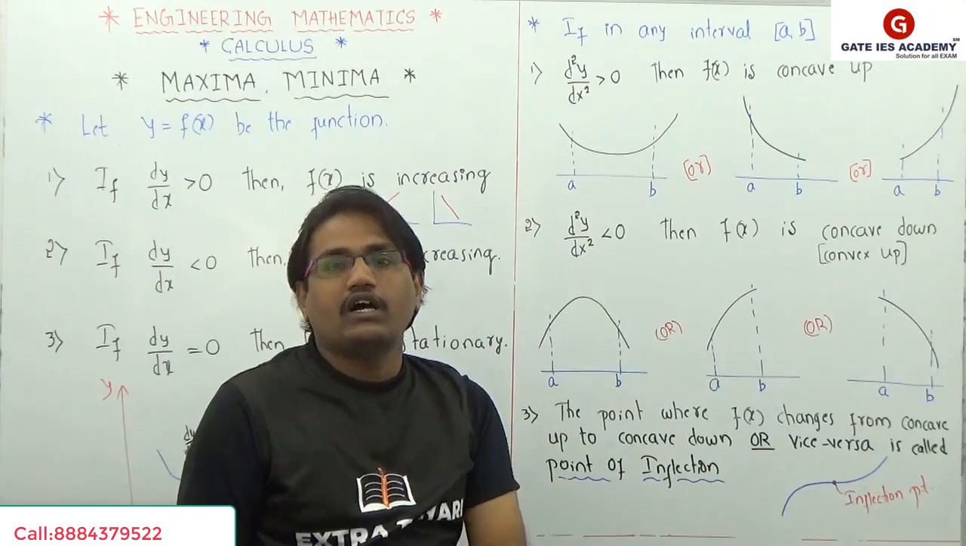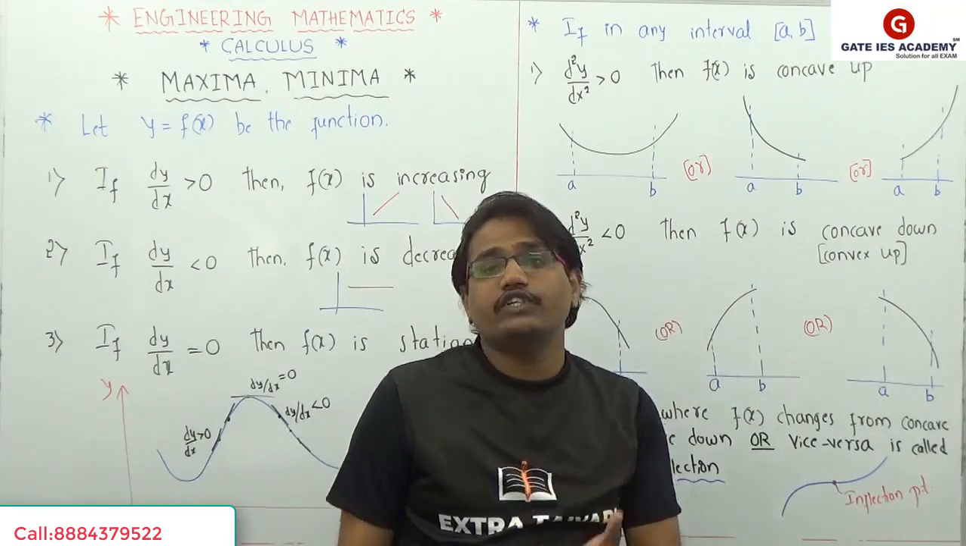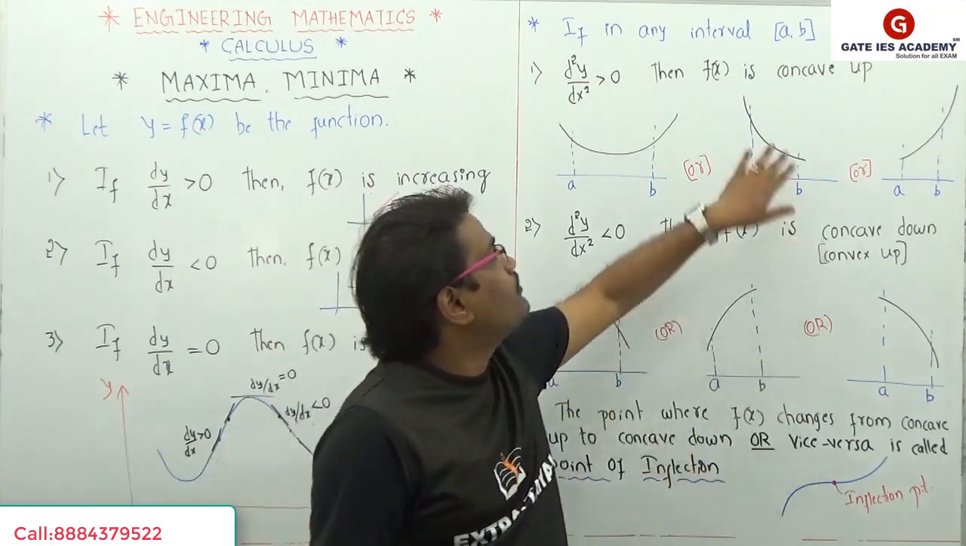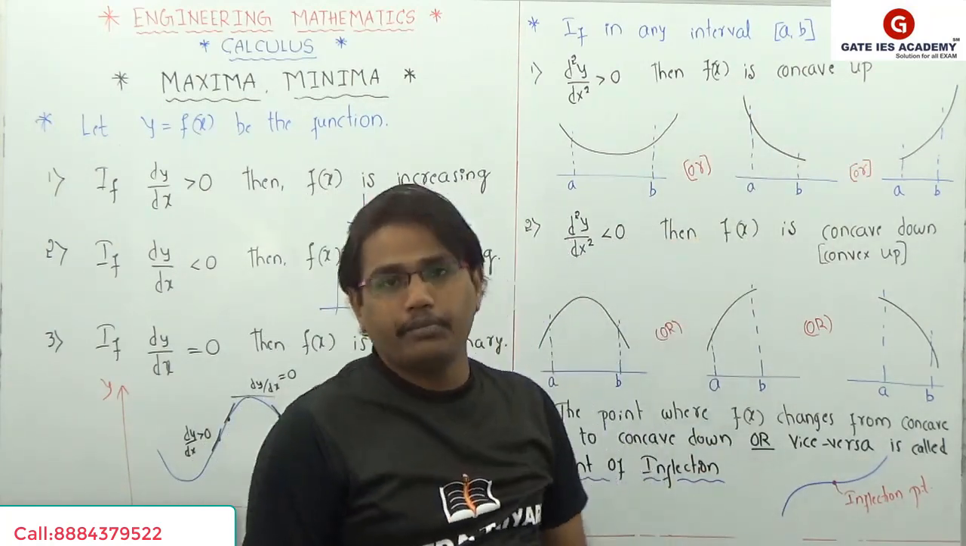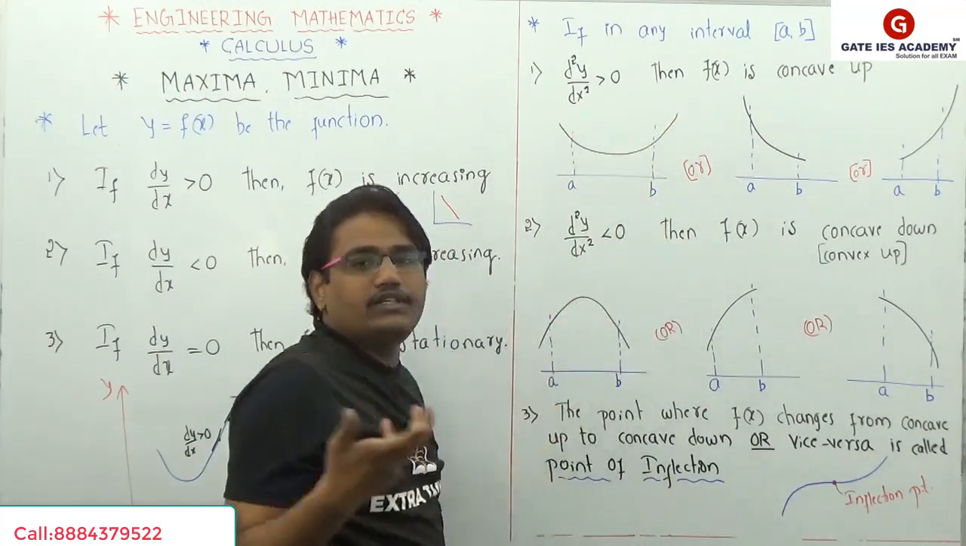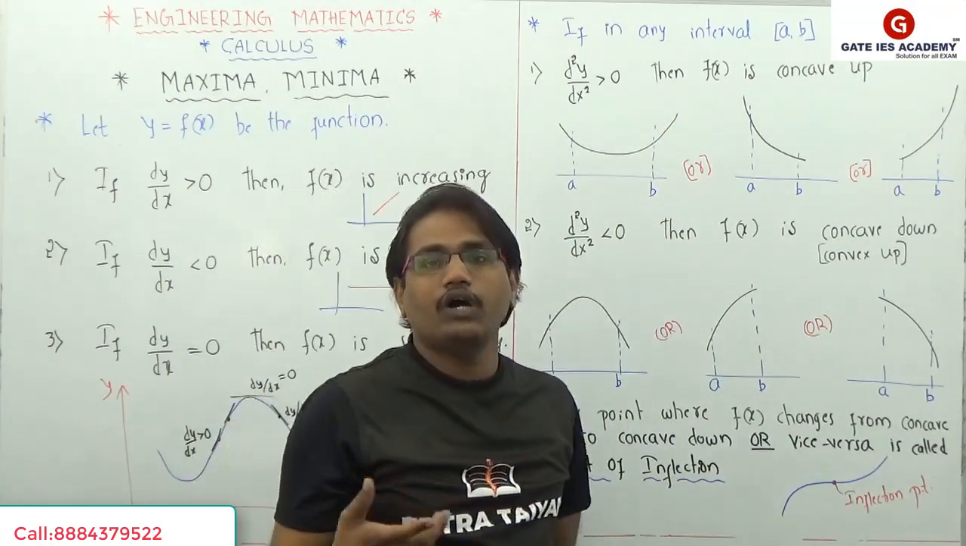the f of x, this is to know the nature of the curve at those points. How is the nature of the curve? The function is concave up. So this is concave upwards. This is a concave curve, concave upwards.